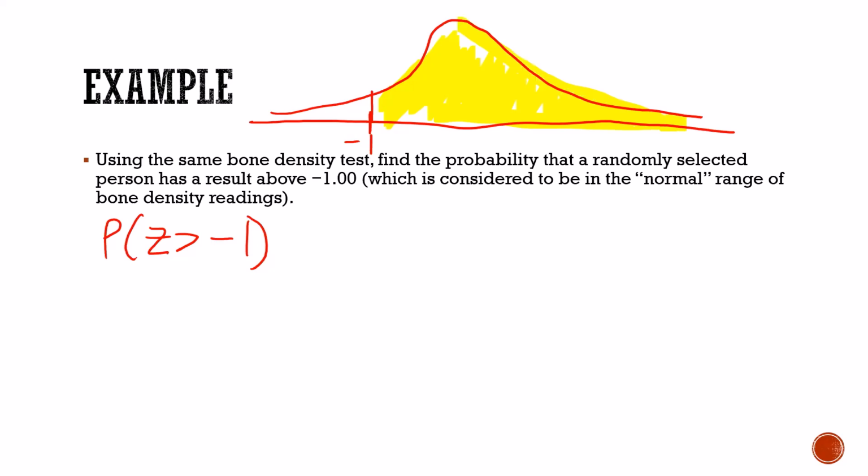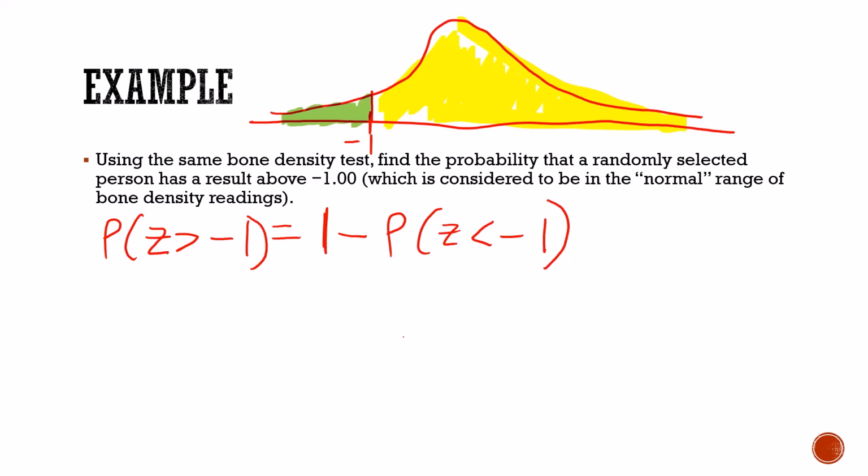So when we finally look at our table, it will actually give us this green area. But we know that if I subtract the green area from 1, I should get the yellow area, right? So when you have something that is greater than, you want to do 1 minus, flip the sign to less than, right?